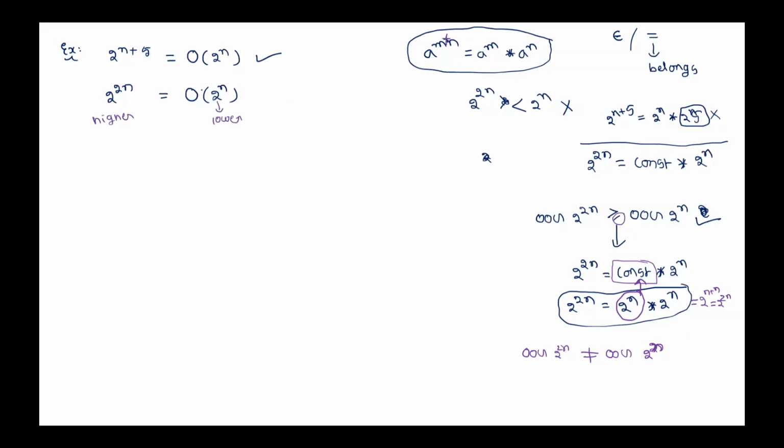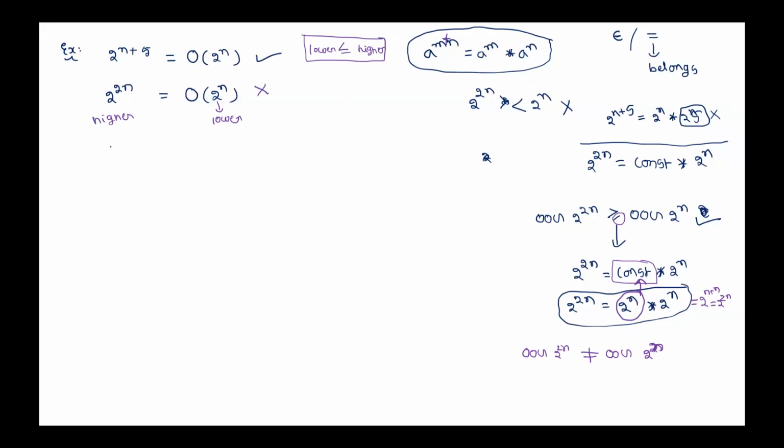Now according to big O notation, what should be true? G of n should be higher on the left-hand side, and the lower value should be on the right-hand side. So now, is it true or false? It is false. All of you agree with this?